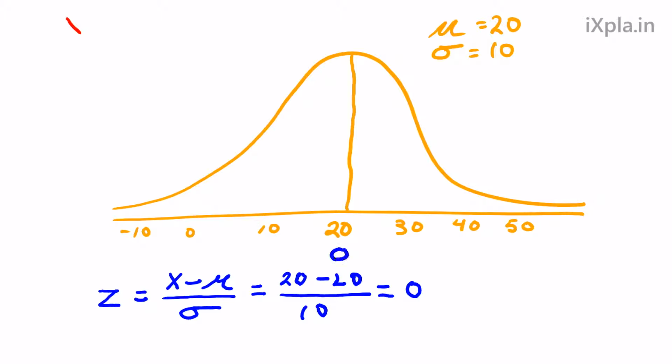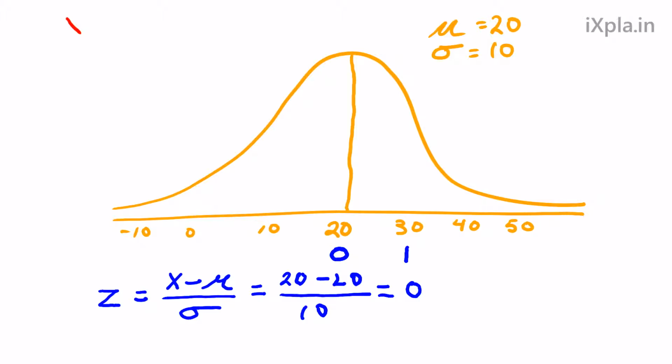So I can put 0 under 20. Basically what I've just done is translated a raw score of 20 into a z-score. These are like two languages. I'm translating from the raw score of 20 to the z-score language, which is 0. And I can do the same thing for 30. 30 minus 20 would give me 10, and then 10 divided by 10 would give me 1.